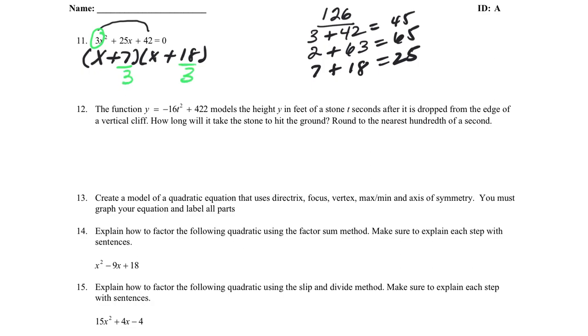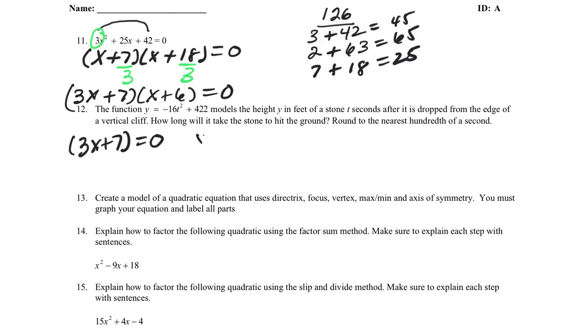I decided to solve this by factoring. So we have 3x plus 7, and we have x plus 6 equals 0. You set each value equal to 0, so I'm going to go ahead and do it down here. So you have 3x plus 7 equals 0, x plus 6 equals 0, x equals, and you're going to subtract 6 from both sides, so it's going to be negative 6.